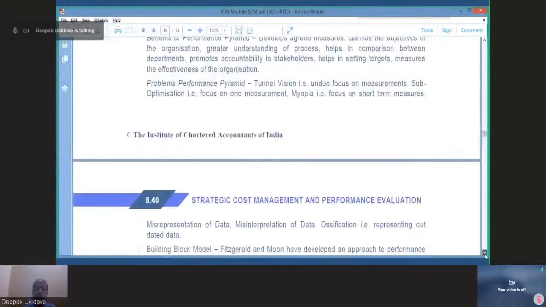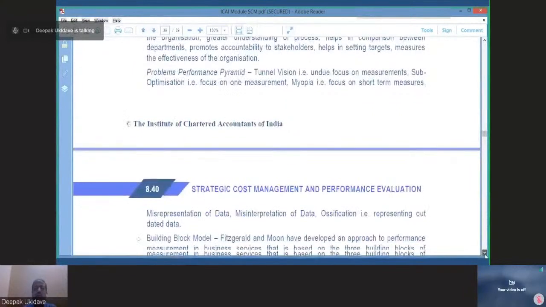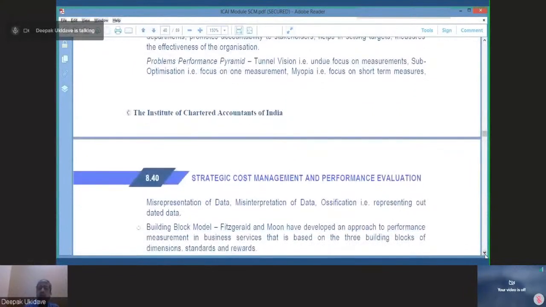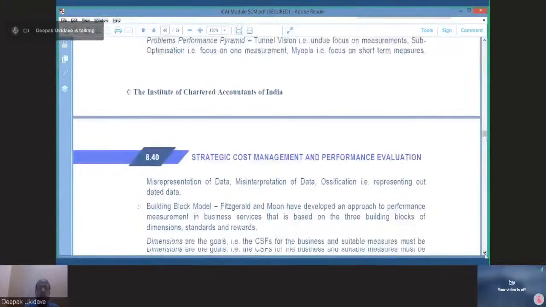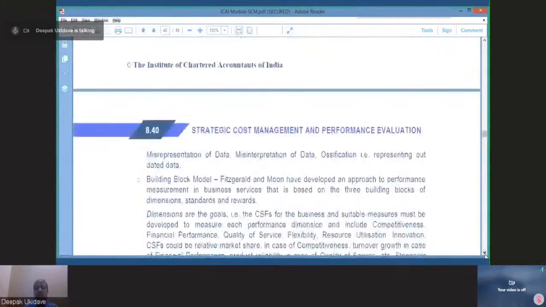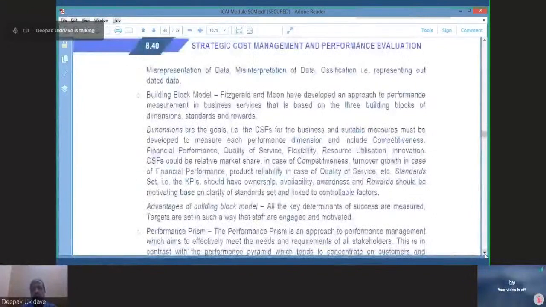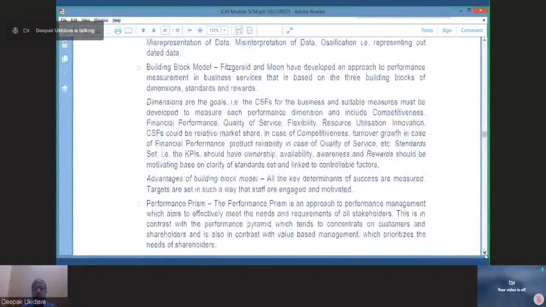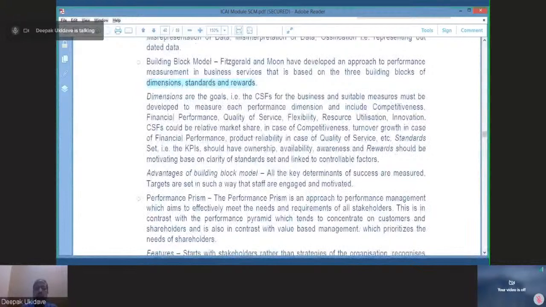Then Fitzgerald and Moon's building block model, where 3 words we concentrated on, and they are highlighted over here also. Don't forget. Standards first, then dimensions, and then rewards. I had written also in the sheet, standards, dimensions, and rewards. And these on 3 lines, further division of rewards, how the rewards should be, how the dimensions should be, standards should be, and so on. Standards basically in terms of KPIs, in terms of quality of service, etc. Advantages of building block model, we had understood.